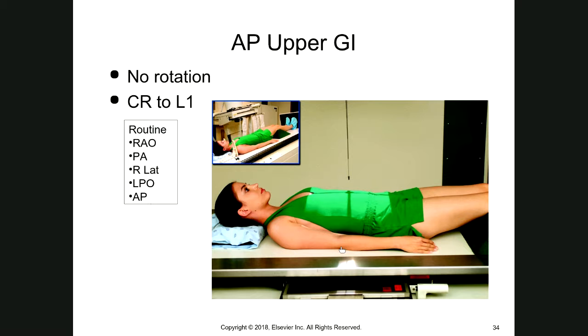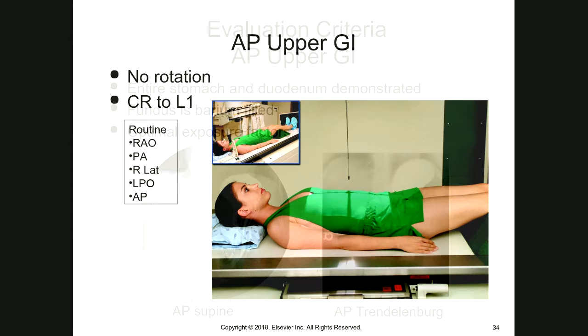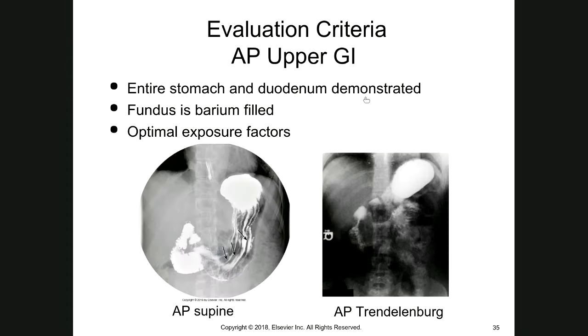Now, let's look at an actual image. When the patient is AP, remember the fundus fills with barium, the body and the pylorus tend to fill with air. Okay, so you've got the entire stomach and the duodenum demonstrated. The fundus is full of barium, and these are actually optimal exposure factors. This is an excellent diagnostic radiograph. You can see some of the barium still left in the esophagus as it's coming through.